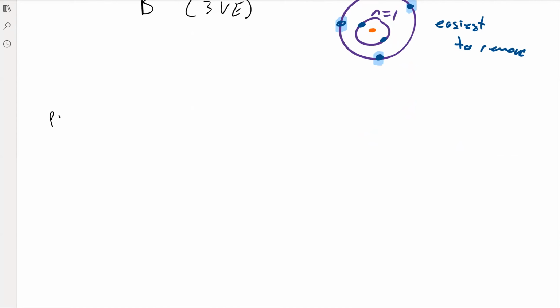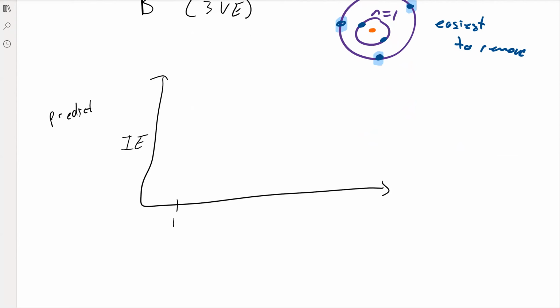And so what we would predict is, we've got all of our ionization energies here, and we would predict that the first 3 electrons are relatively easy to remove. That doesn't necessarily mean that they're easy to remove. It's just relative to that 4th electron.